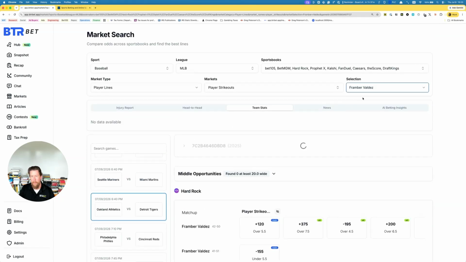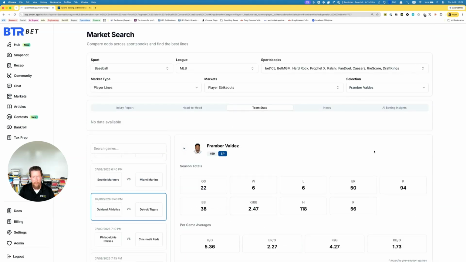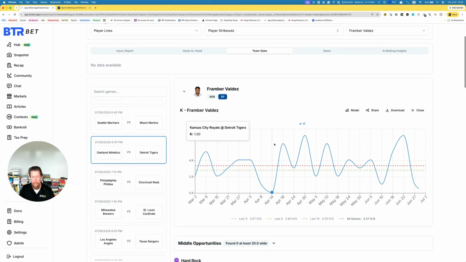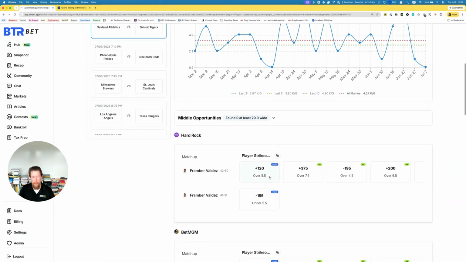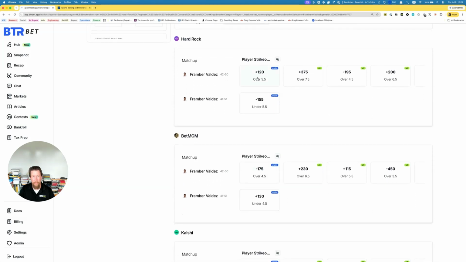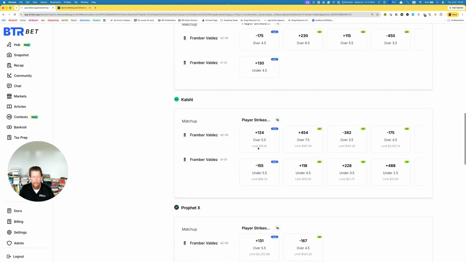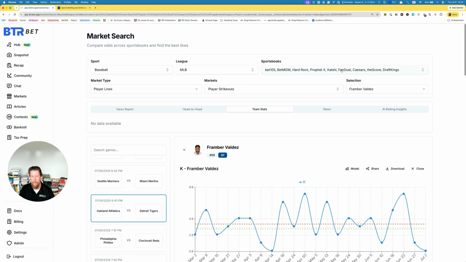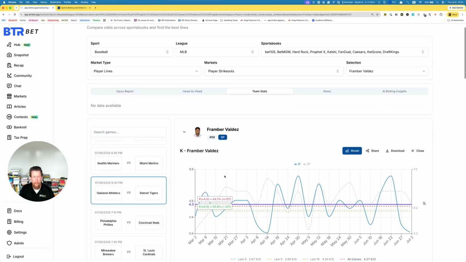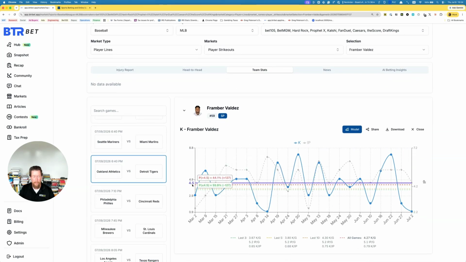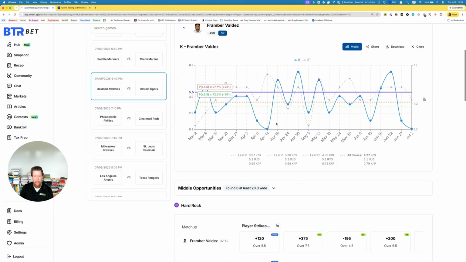Come up here, pick my starting pitcher, pull up his strikeouts per game chart, look at his main lines. Oh, here we go. Hard Rock has it at 5.5. BetMGM has it at 4.5. Looks like most places are at 5.5. So that's where we'll stick our little modeling line. Although that's interesting. Looks like the BtrBet model is saying the under of 4.5 is the right way, and then obviously then the under at 5.5 is the right choice.